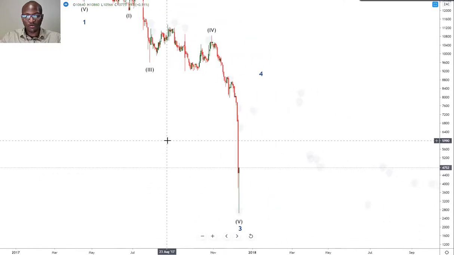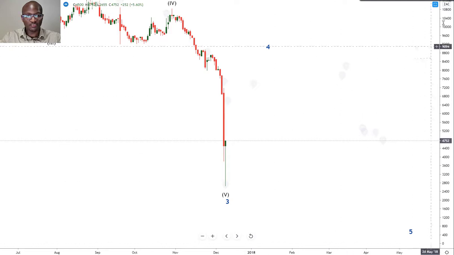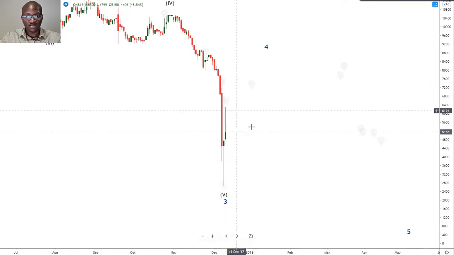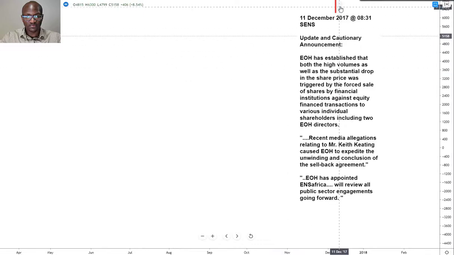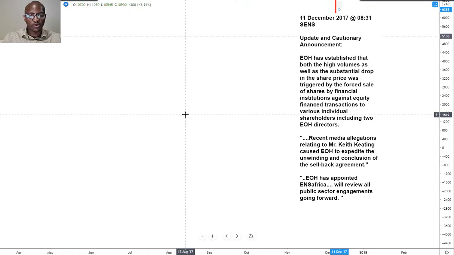So on the back of a very, very horrible December 2017, there were further developments. On the 11th of December, there was a SENS announcement released by EOH, where they basically detailed that EOH has established that both the high volumes as well as the substantial drop in share price was triggered by forced sale of shares by financial institutions against equity finance transactions to various individual shareholders, including 2 EOH directors.